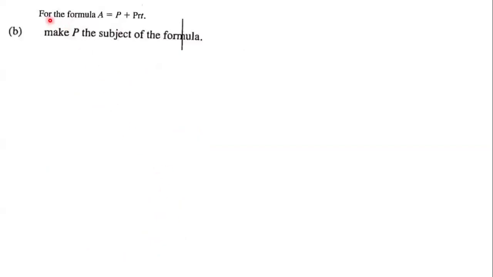It says, for the formula A is equal to P plus PRT, make P the subject of the formula. So our goal is to make P the subject of the formula. Notice that we have P here and P here. So that means that P is a common factor of these two terms. And so we're going to factor out P. And if we factor out P, that means that we'll be left with 1 plus RT.